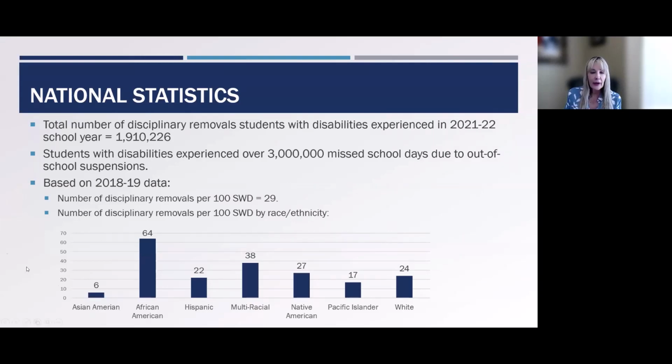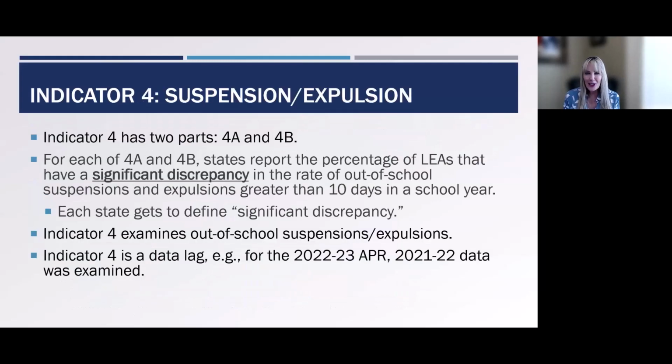Based on 18-19 data, the number of disciplinary removals per 100 students with disabilities was 29. And if we disaggregate it by race and ethnicity, you can see that there really are some large differences. At one end of the scale, Asian Americans experience 6 disciplinary removals per 100 students with disabilities, and at the other end, African Americans experience 64 disciplinary removals per 100 African American students with disabilities. So hopefully this has piqued your interest in suspension data.